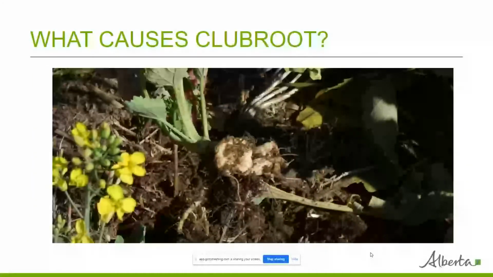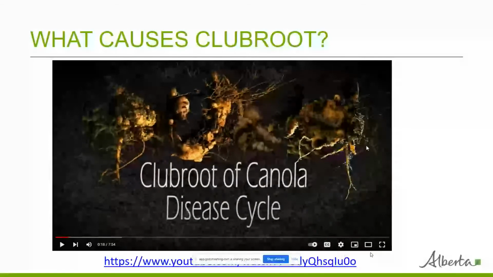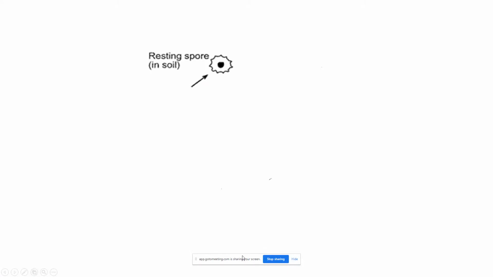So what causes it? If you get a chance, watch this video. I'm not going to take time to show it here. It's about 8 minutes long, but if you go to the Canola Council's website, or just Google clubroot of canola disease cycle, you'll find this video that does a really good job of introducing what the pathogen is and what it does. I suggest that if you're interested in knowing more about clubroot, you take the time to look at it. I'm just going to talk through the life and disease cycle of the pathogen for a minute, because 8 minutes is a long time for this presentation. So let's just go quickly.